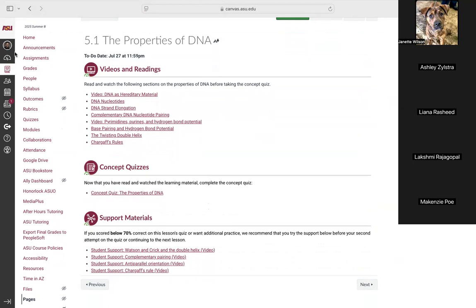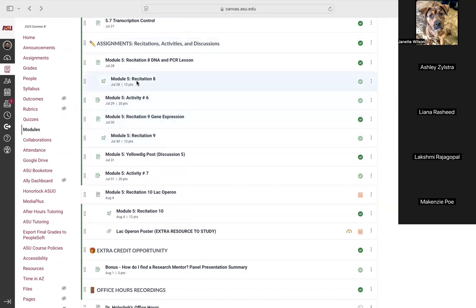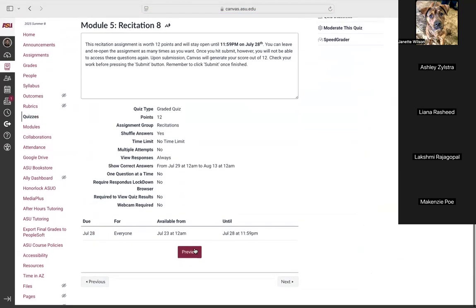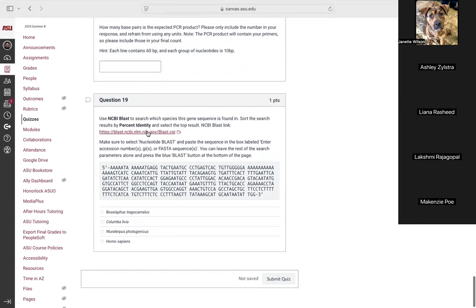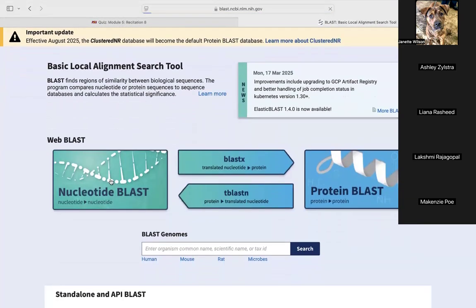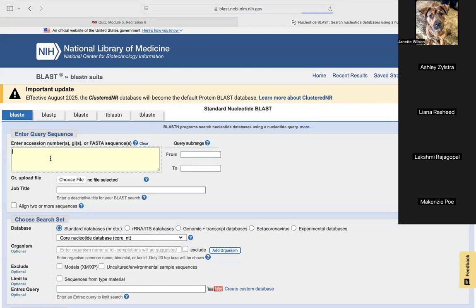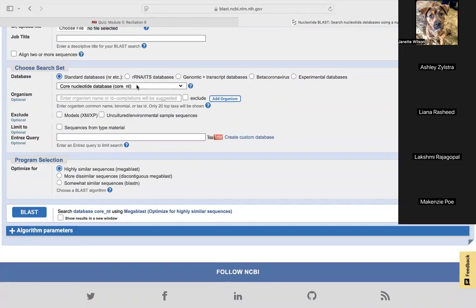For that last question, do we just copy and paste the entire sequence into that website? Yes, correct. So the link here, let me know if you can still see my screen. You're going to press on this nucleotide BLAST. Here you're just going to copy and paste onto this area. You don't have to change any of these settings. I don't know when you would change these settings. Then you're going to press BLAST.